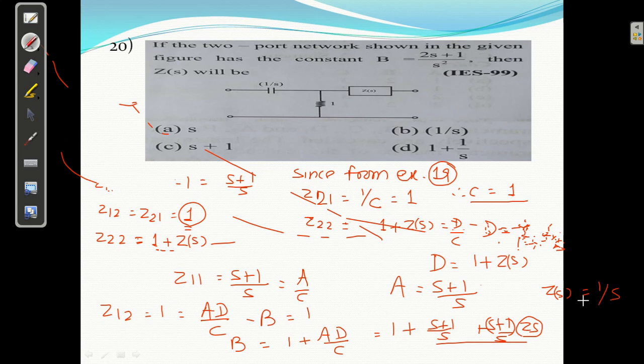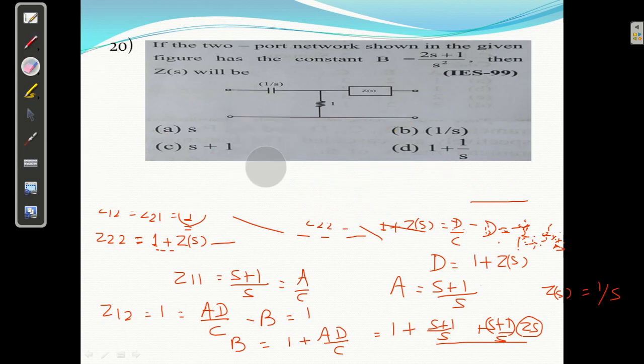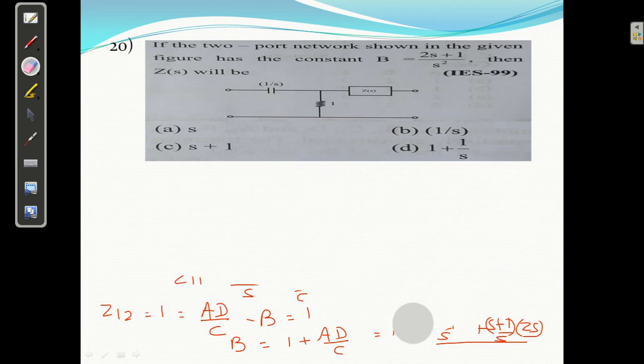I solved it on the rough sheet and checked, but that is the technique. Just comparison is there, and after that you can get ZS equal to 1 by S. So I am getting the answer B. Actually I am in a slight hurry, so answer B is there. Please do it. First write the Z parameters, find them. The transmission parameters we found from question number 19. Just by comparison you will get the value of ZS, right? So I am stopping here.